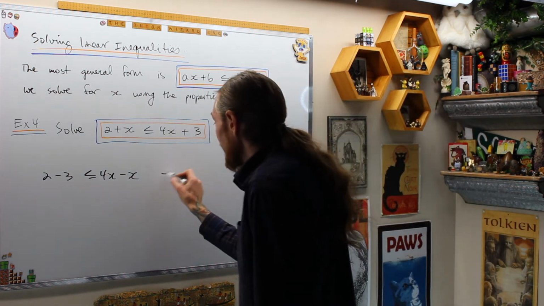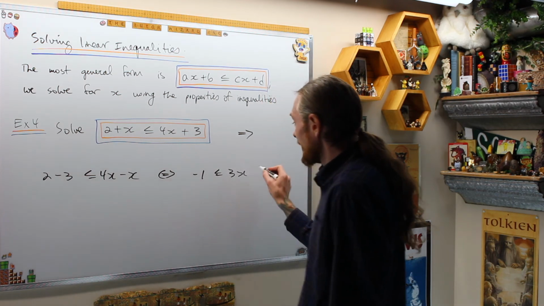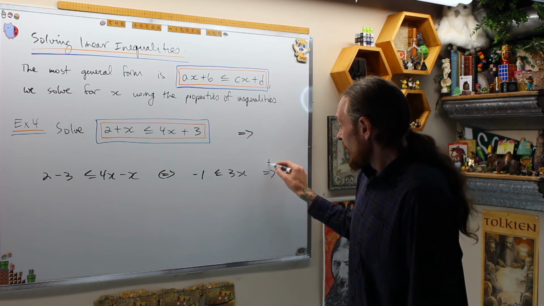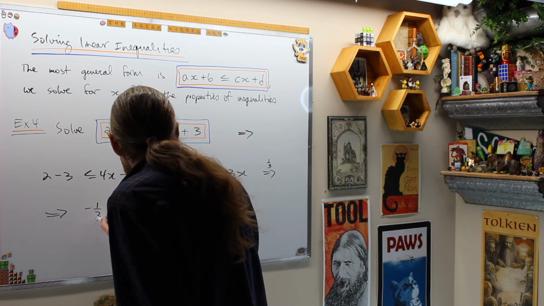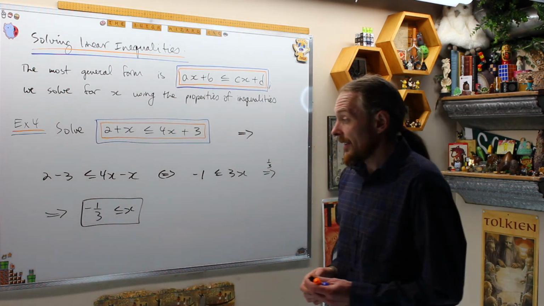What that gives me, if and only if I just clean this up, is negative 1 is less than or equal to 3x. 3 is positive, so I can multiply both sides by 1/3, and that won't change the inequality. That gives me negative 1/3 is less than or equal to x. And that is the interval that we have.